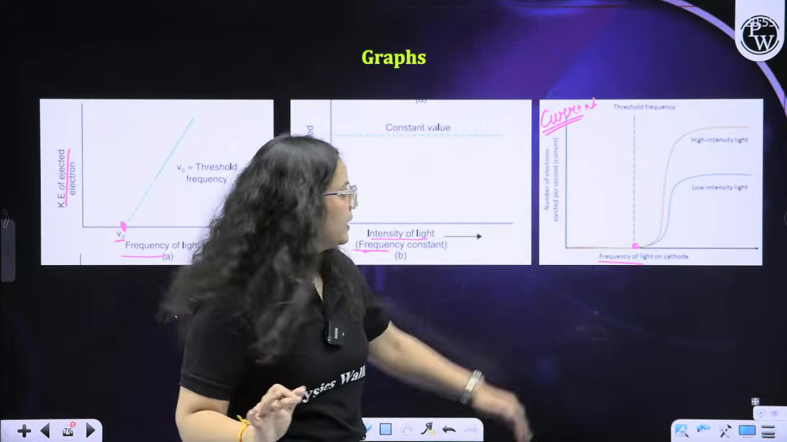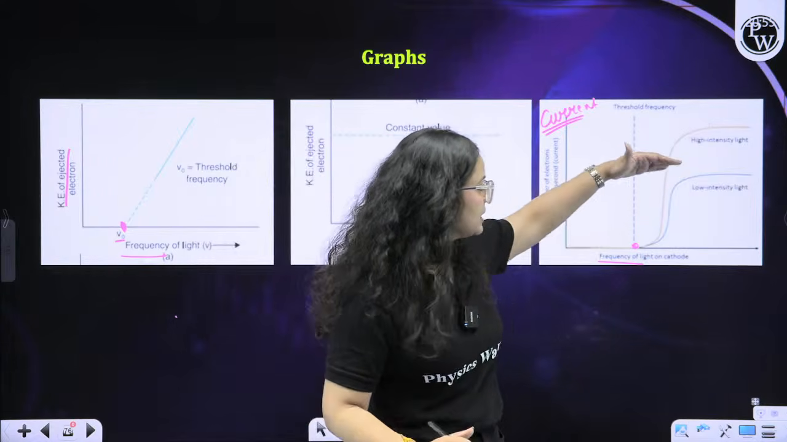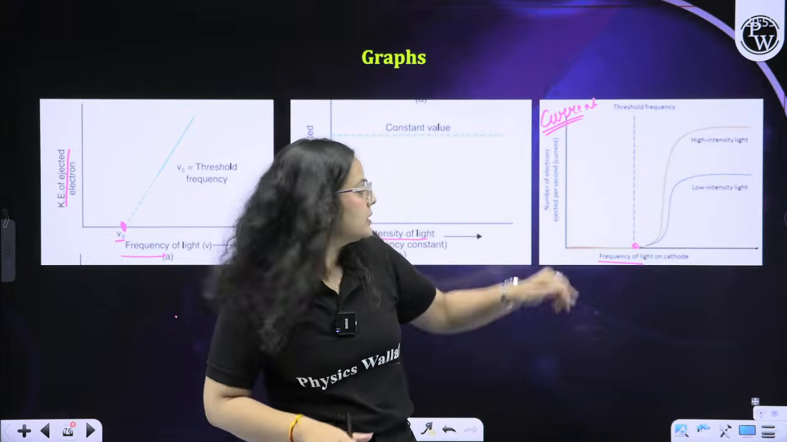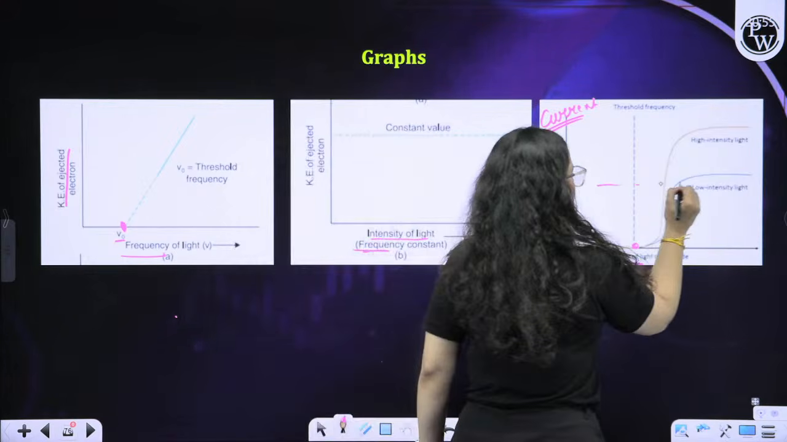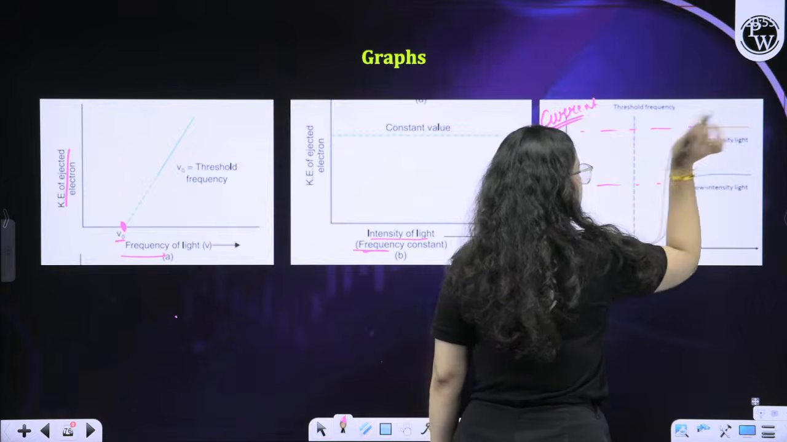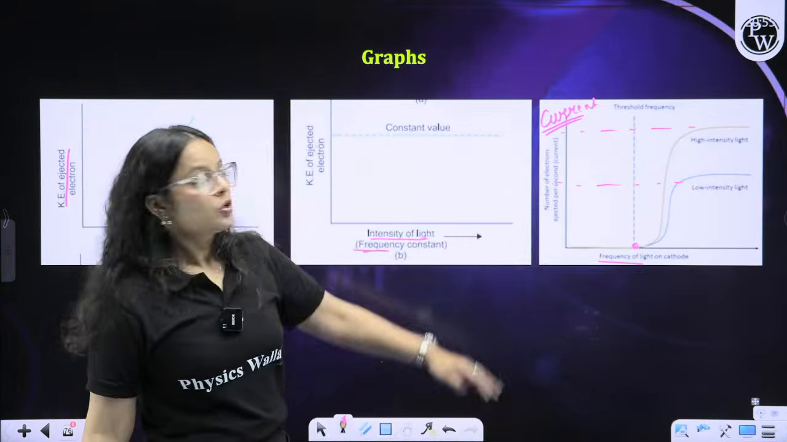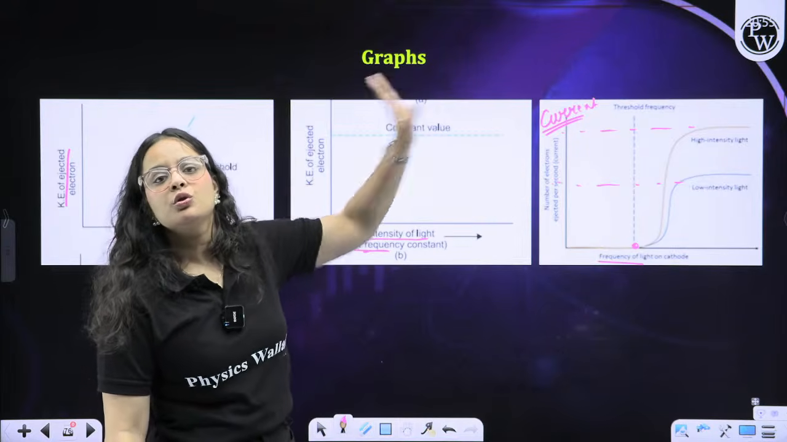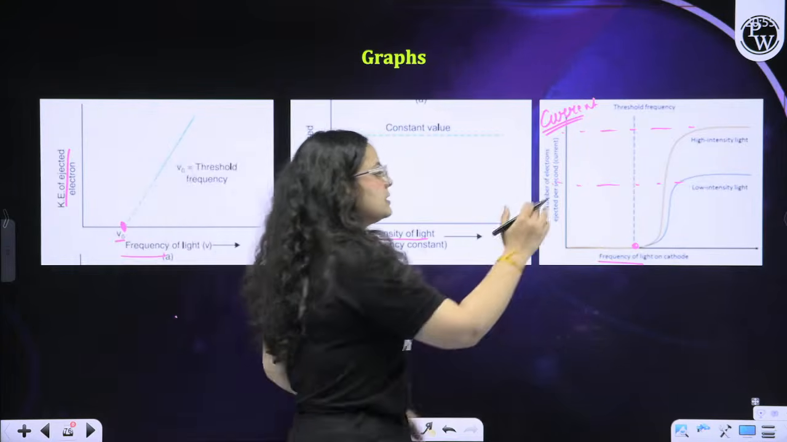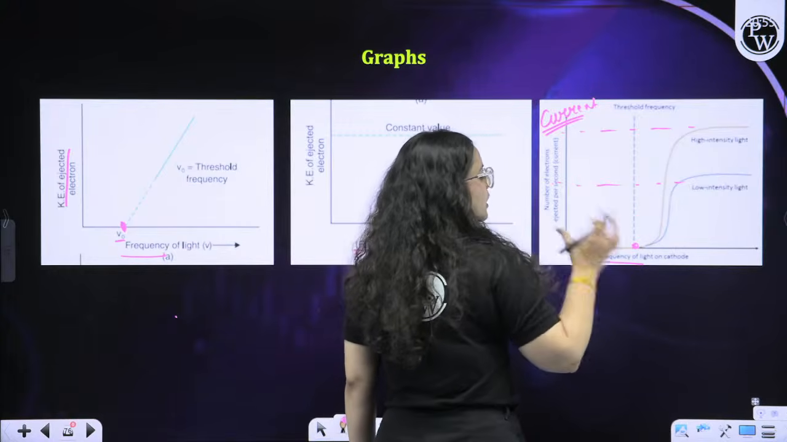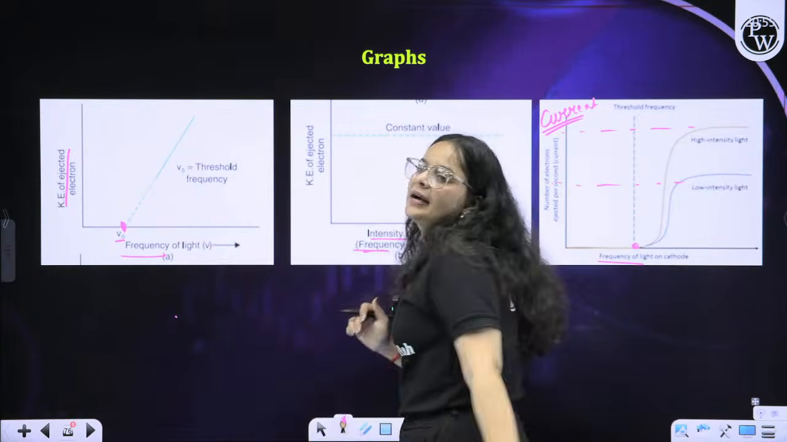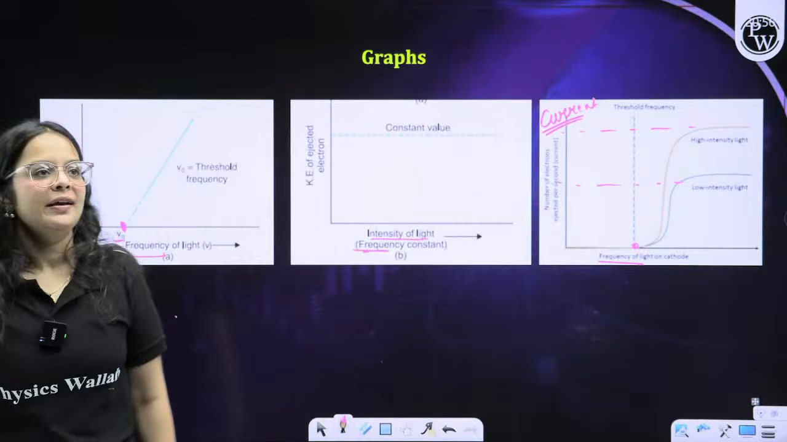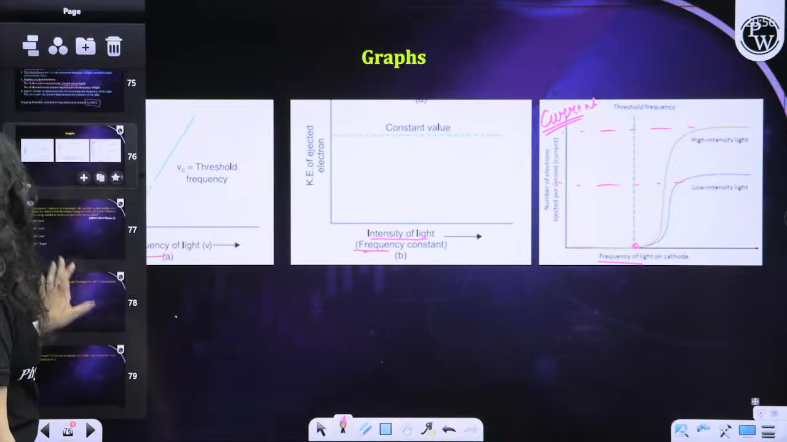Right students? Here we are having this constant, but you can see that if the intensity of light is low, current is low. If the intensity is increased, then the current is increased. So we can clearly see that on changing the intensity, the current will also change. So I told you that intensity affects the current portion and frequency affects the kinetic energy portion. Right? Clear everyone? This is the discussion about it.